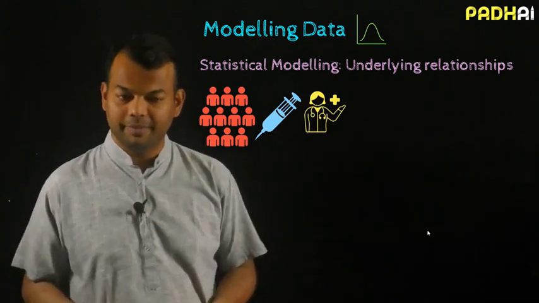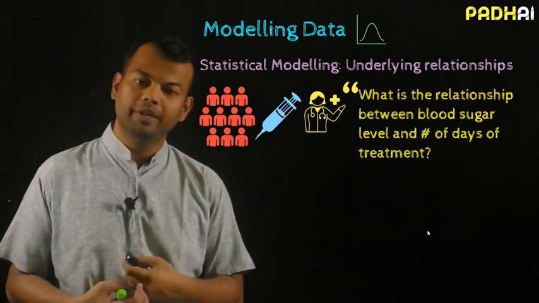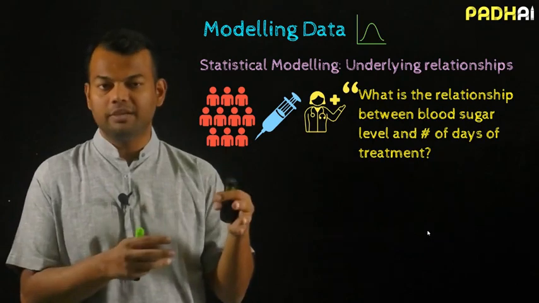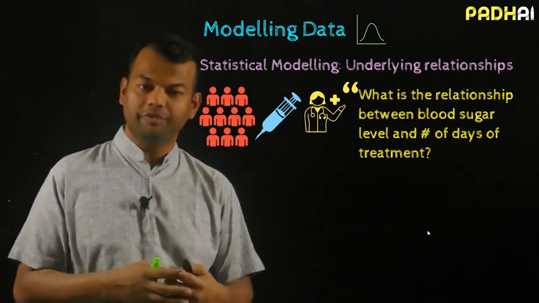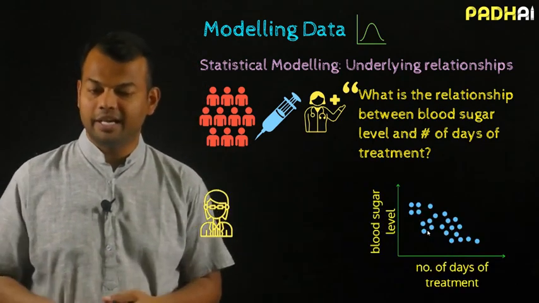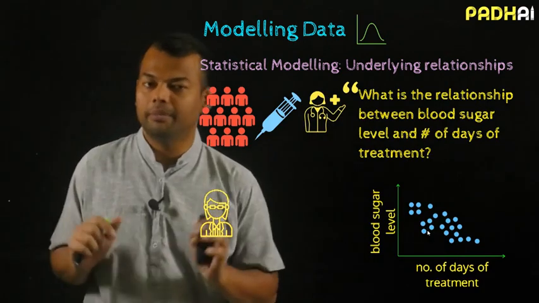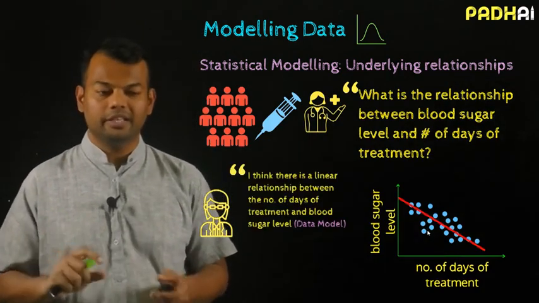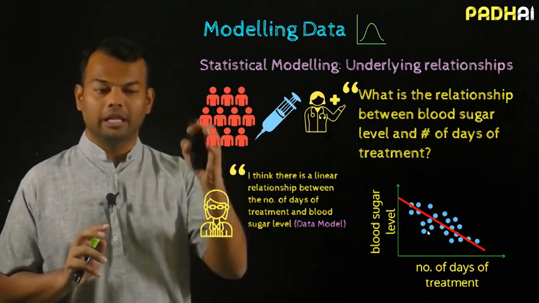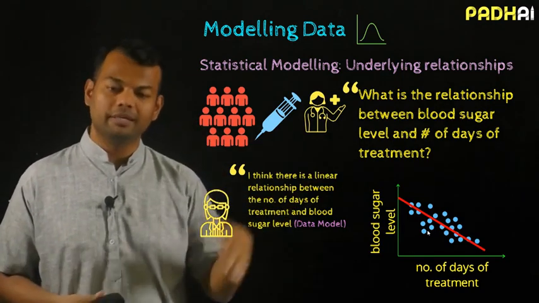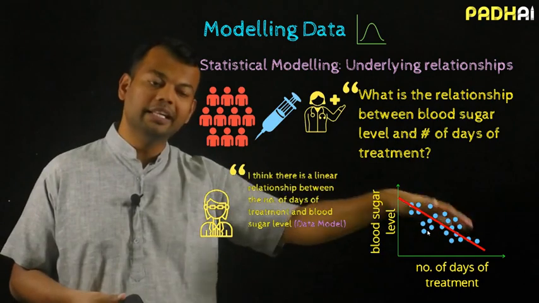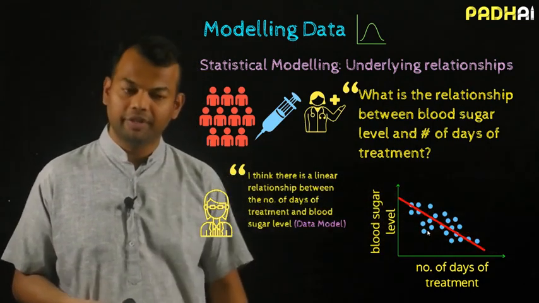So now this drug has been administered, and the doctor might be interested in knowing the relationship between blood sugar level and the number of days of treatment. Right? Here again a data scientist steps in. She again comes up with a very simple model. She says that I think there's a linear relationship between the number of days and the blood sugar level. So what she means is that it decreases linearly with the number of days of treatment.